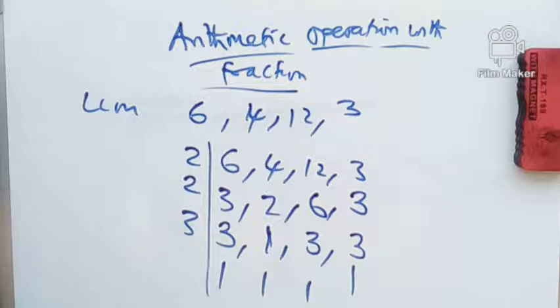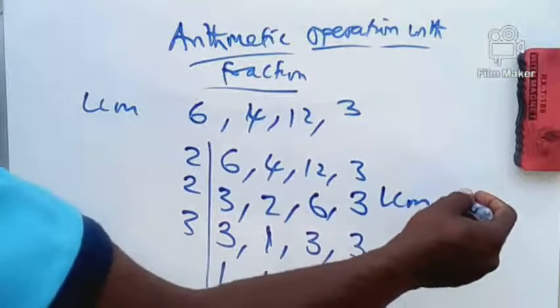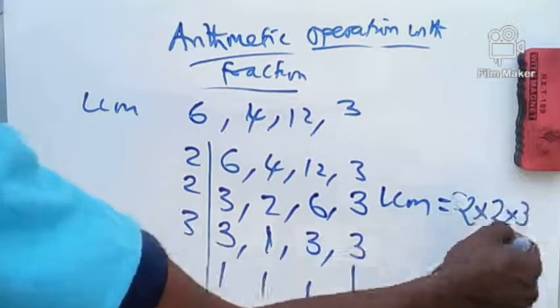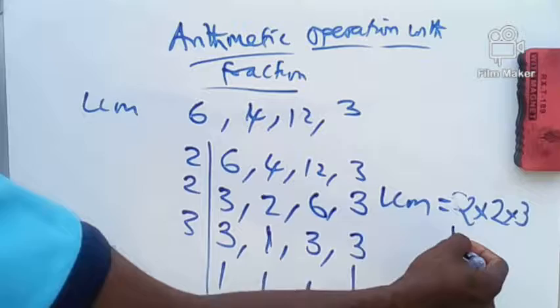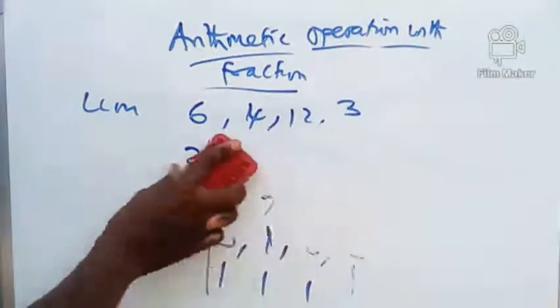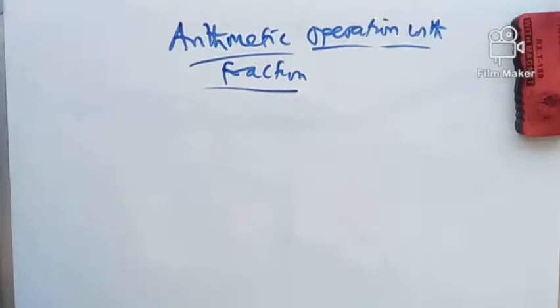So the LCM of these four numbers is equal to 2 multiplied by 2 multiplied by 3, which is what? 2 times 2 is 4. 4 times 3 is 12. And that is the LCM of 6, 4, 12, and 3. So that is the concept of LCM. Now let's get down to the arithmetic operations involved in fractions.